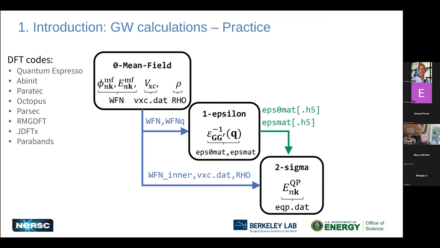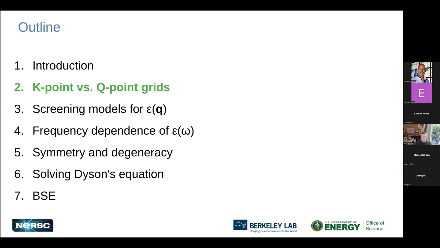As I mentioned, there's different DFT codes you can use. I think Quantum Espresso being one of the more popular applications to use. And these two steps are, of course, part of the BerkeleyGW package.